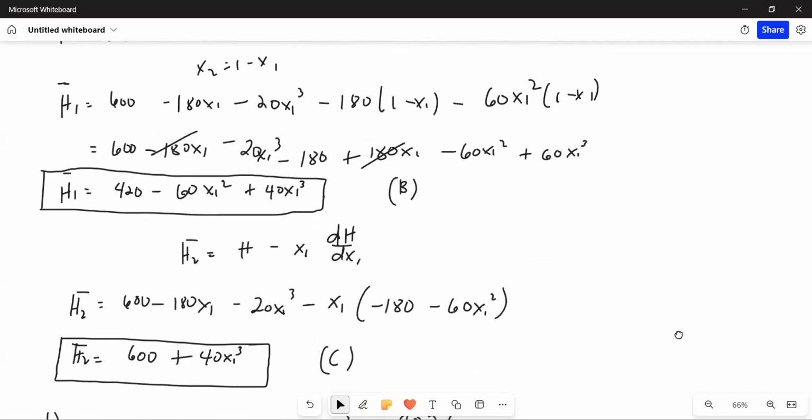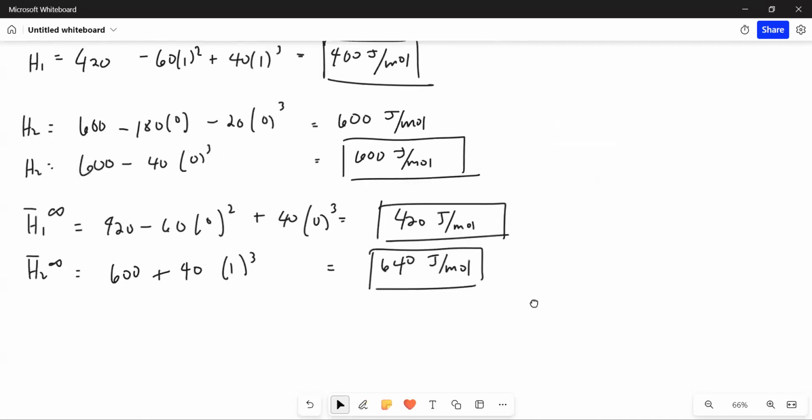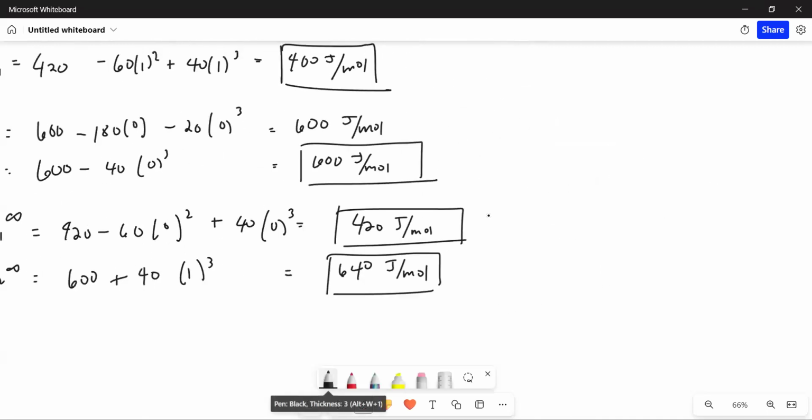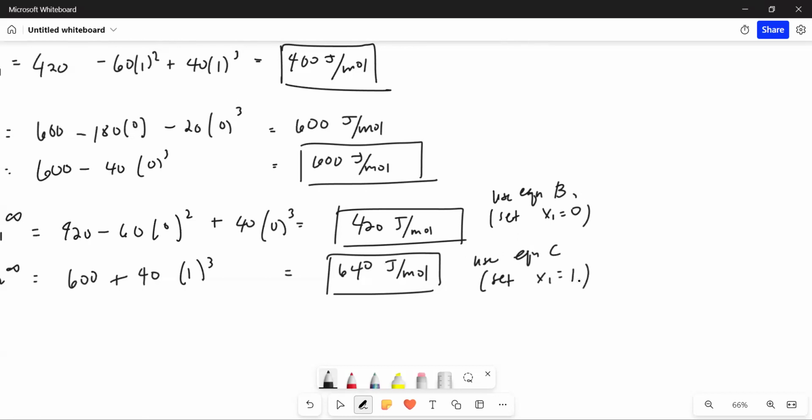So again, let me write it here. For H sub 1, use equation B and set x sub 1 as 0. For H sub 2, use equation C and set x sub 1 as 1. Alright, so I hope that's clear.